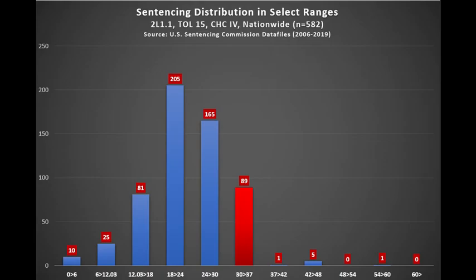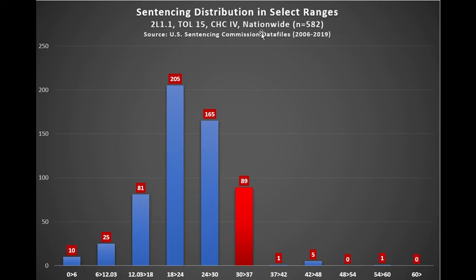So first, our core area, and I'll be brief on this, is our sentencing statistics. This is just an example of one of many different types of charts that we can create for you. This particular chart shows what the sentencing distribution is for a select group of offenders: the 582 offenders that were sentenced under 2L1.1 at a total offense level of 15 and criminal history category 4. And this is nationwide data.